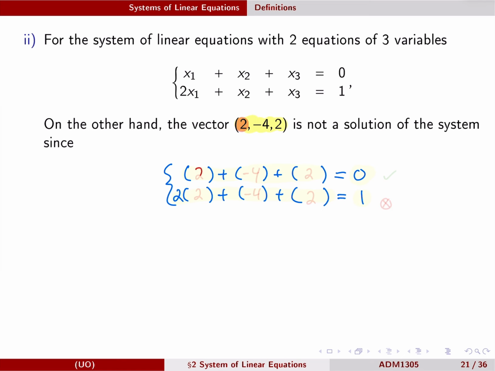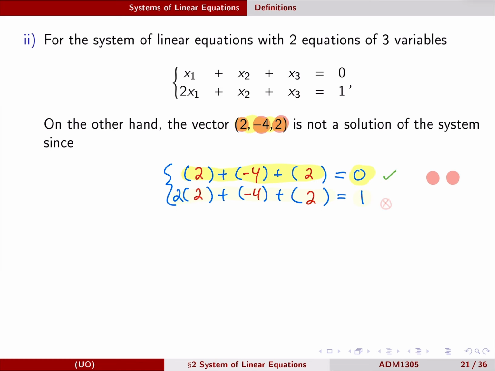Okay, let's go. Replacing all the x1 by 2, all the x2 by -4, and all the x3 by 2. Now let's check for equality. 2 plus -4 plus 2. Yes, we do get our nice little 0 on the right side.